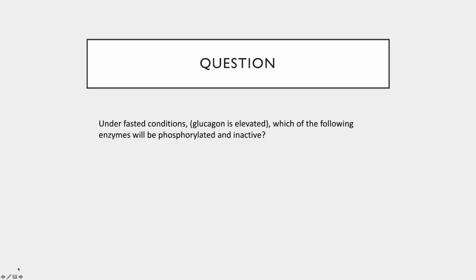So let's finish with this quick question. Under fasted conditions, glucagon is now elevated, and which of the following enzymes will be phosphorylated and inactive? So we're in the fasted state here. So if we remember back to some of our regulatory enzymes in the fasted state, we'll know that all of these would be phosphorylated and active. So that may help us here.